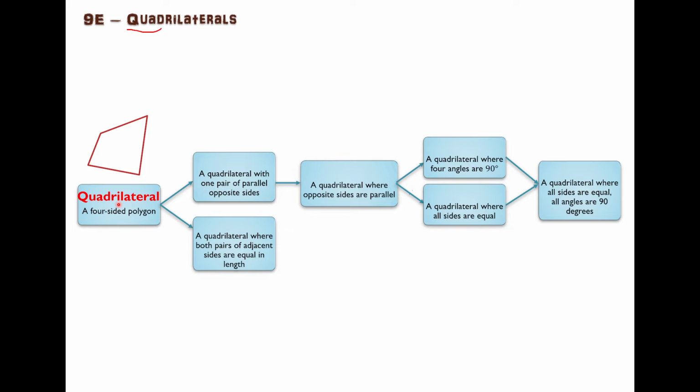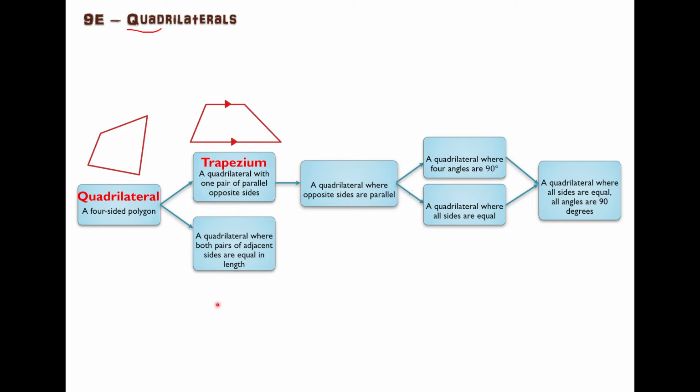We have special kinds of quadrilateral. One of them looks like this. It is a quadrilateral with one pair of parallel opposite sides. Notice that this line here points in the same direction as this one here. They're parallel. What do you think this shape is called? It is called a trapezium.